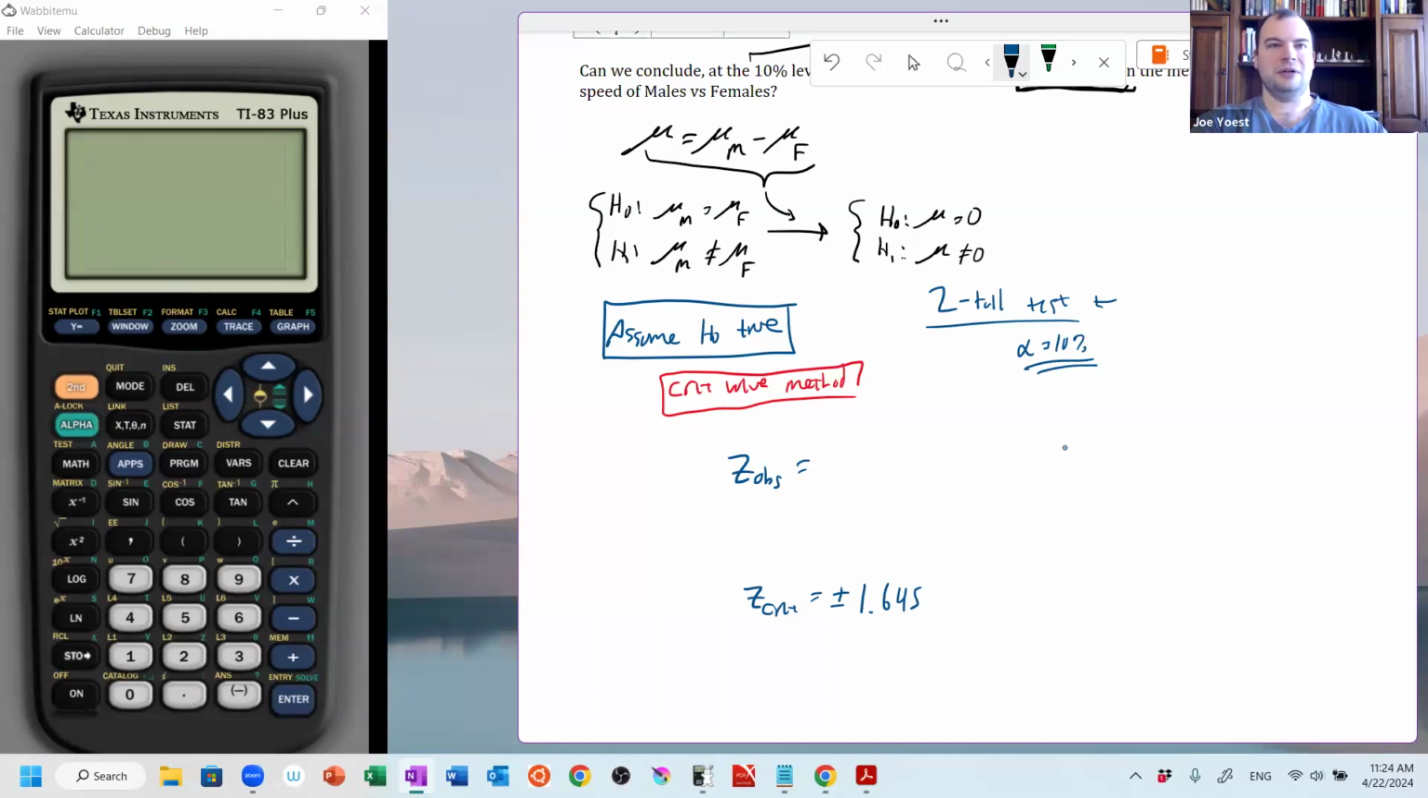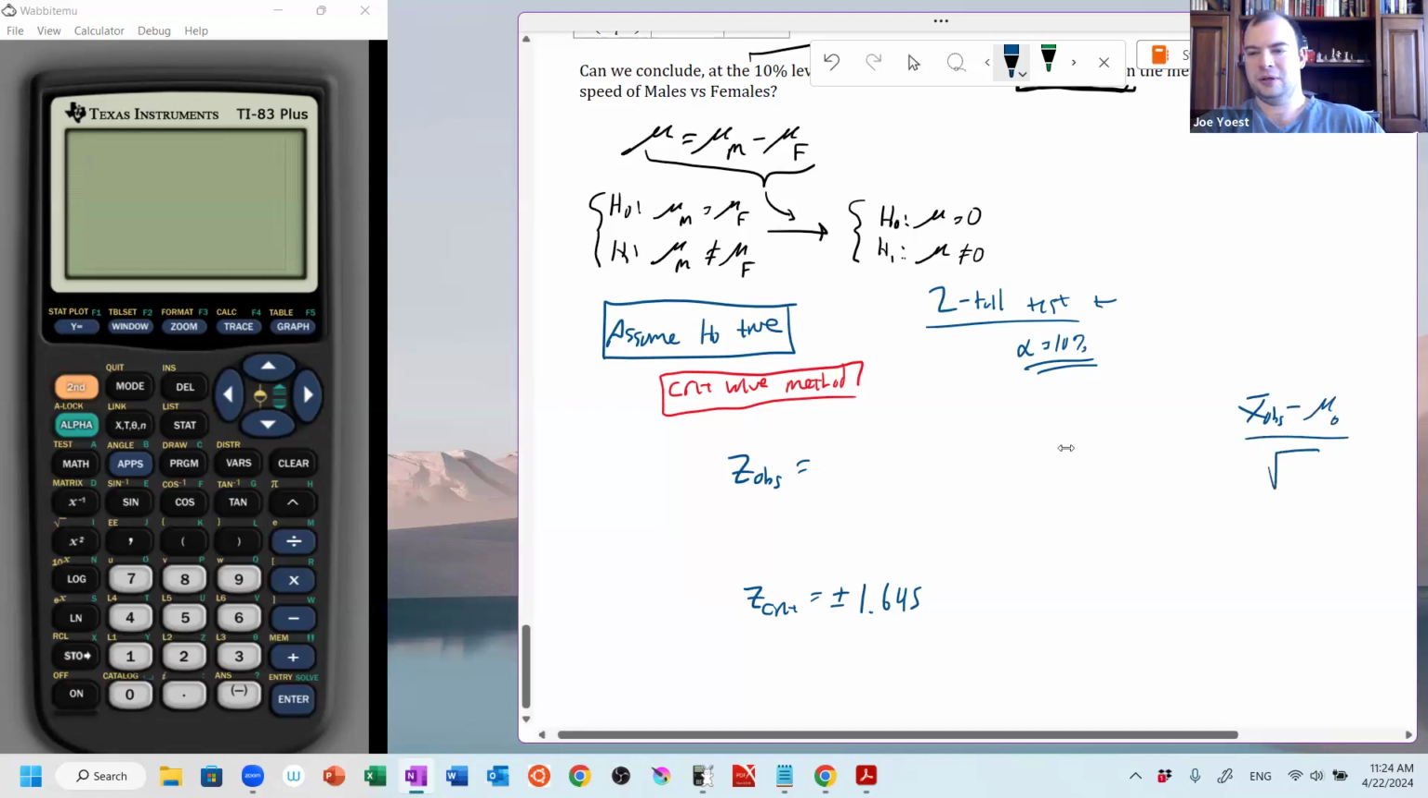So what is Z observed? It's X bar observed minus the null hypothesized value of mu over that whole standard error thing. So what is this? This is the square root of sigma squared males over number of males plus sigma squared females over number of females, all under the square root.